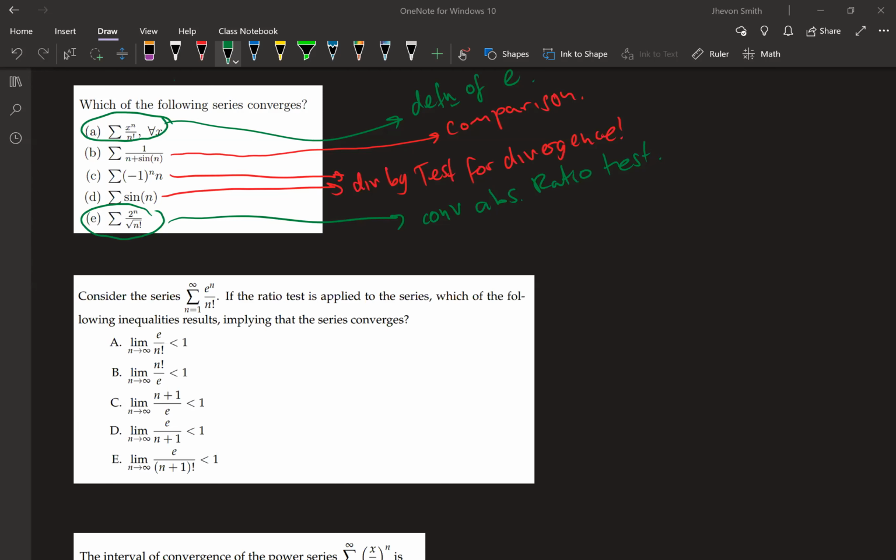Consider the series e to the n over n factorial. If the ratio test is applied to the series, which of the following inequalities results, implying that the series converges? So they're even telling you that that series converges, but again, to my students, that should be obvious. But pretty much plugging it into the ratio test, what is going to be the result that tells you it converges?